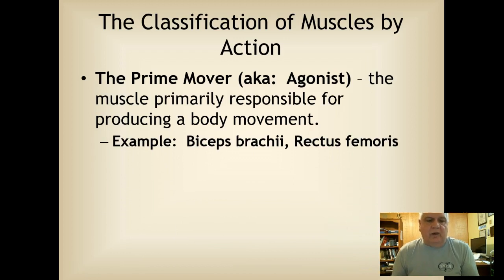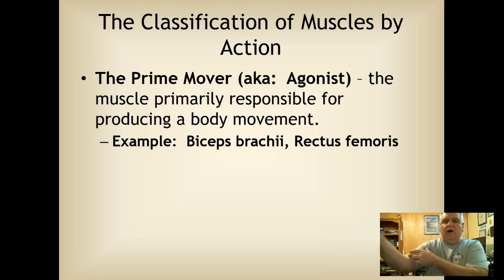Examples of prime movers might be the biceps brachii or the rectus femoris. So for example, if I want to flex my elbow, the biceps brachii is the primary muscle that's going to be responsible for that body movement. So the biceps brachii is going to be the prime mover, the muscle that's primarily responsible for flexion of the elbow, or it's also referred to as the agonist.